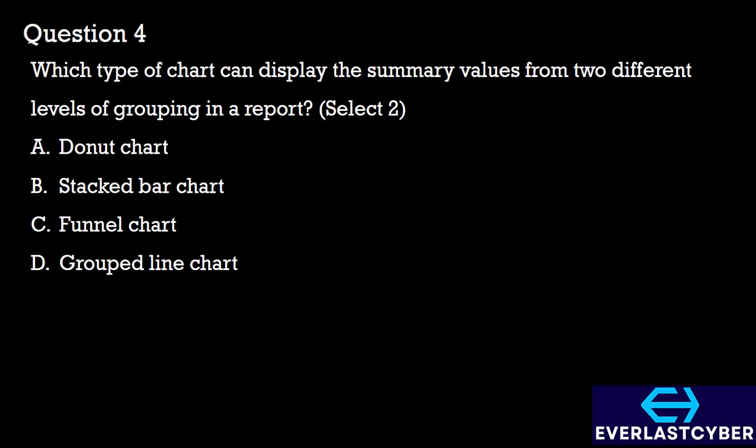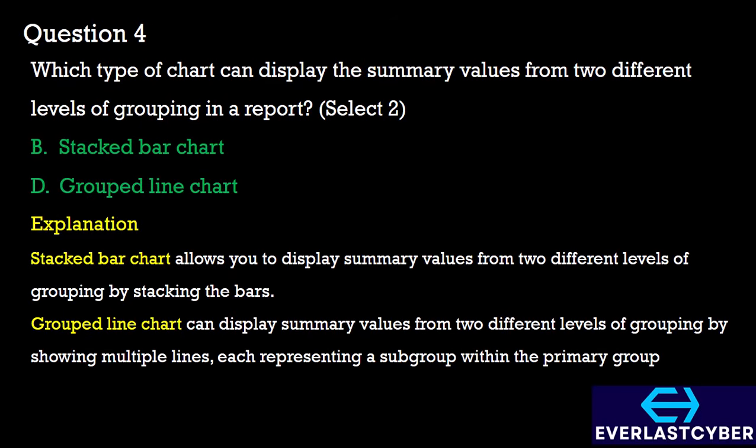So with respect to this question, we'll be going with options B and D. Stacked bar charts and grouped line charts will allow us to display the summary values from two different levels of grouping in a report.